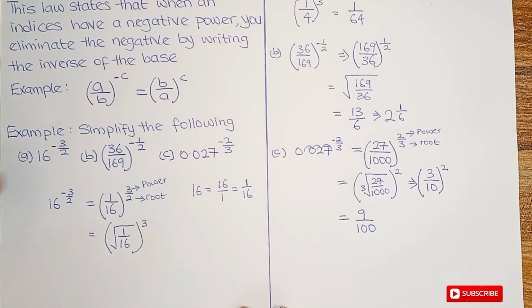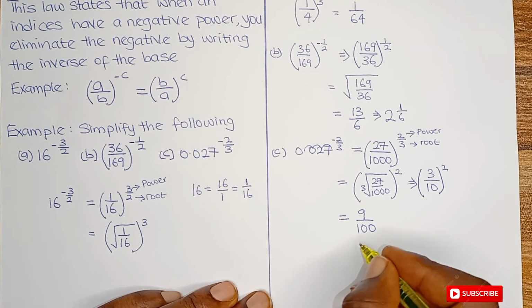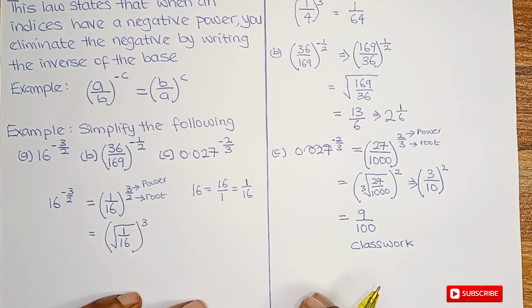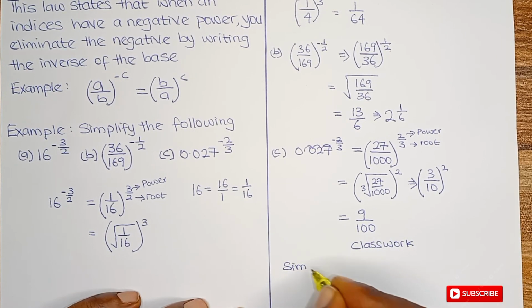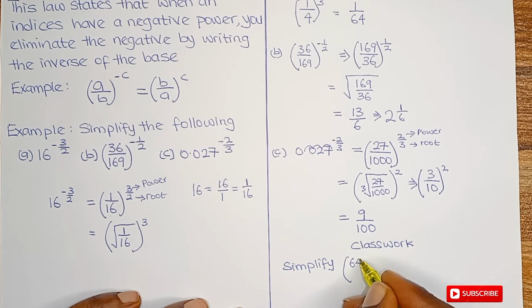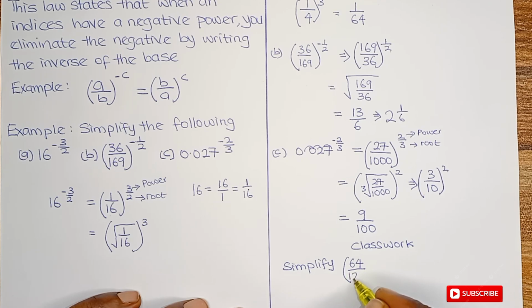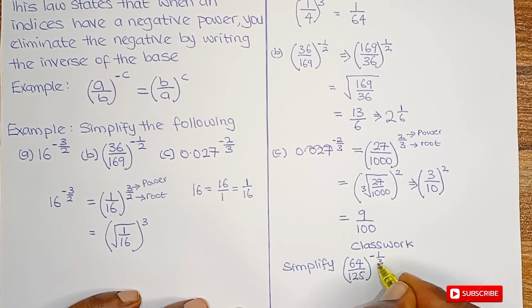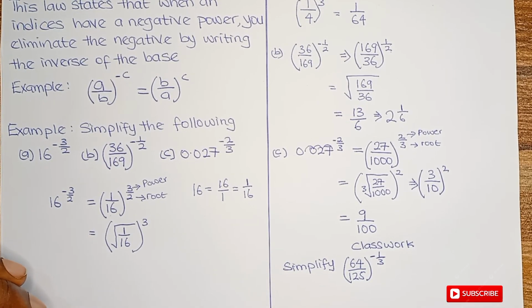So applying this simple law, it is going to be very easy for you to solve any equation involving negative exponent or negative power. I'd like you to solve this classwork and leave your answer in the comment section. Simplify 64 all over 125 to the power of negative 1 all over 3. I'd like to see your answer to this question in the comment section.